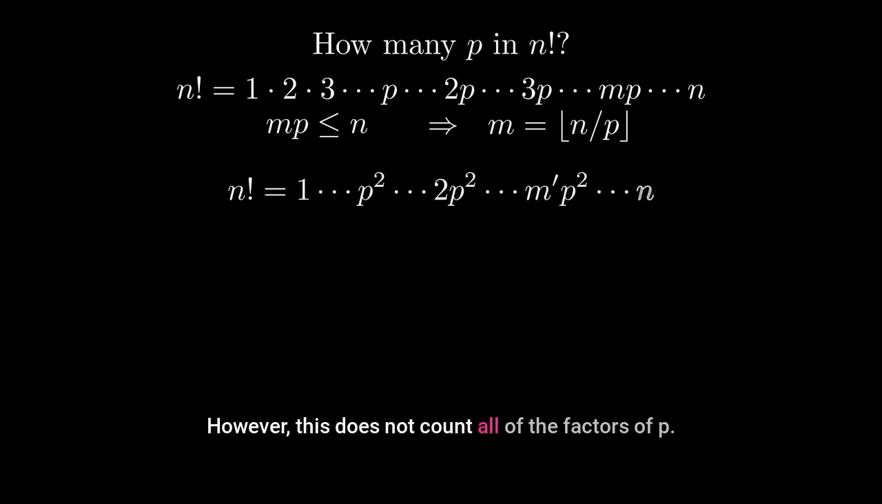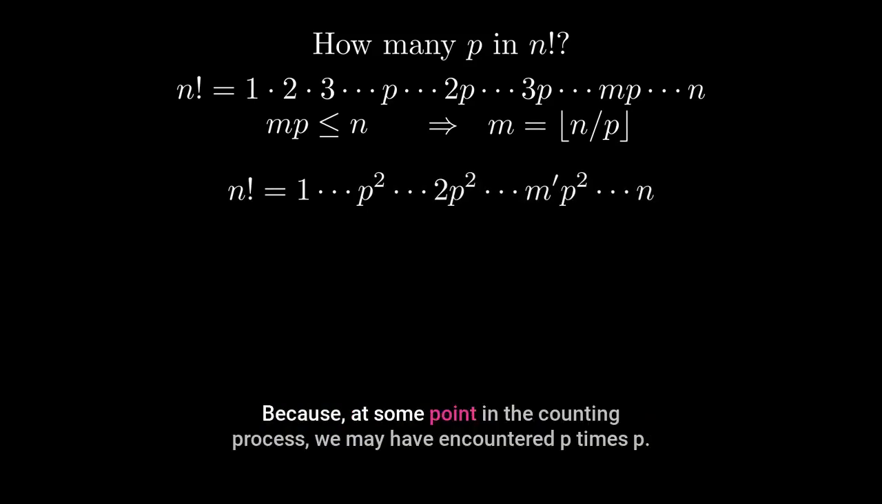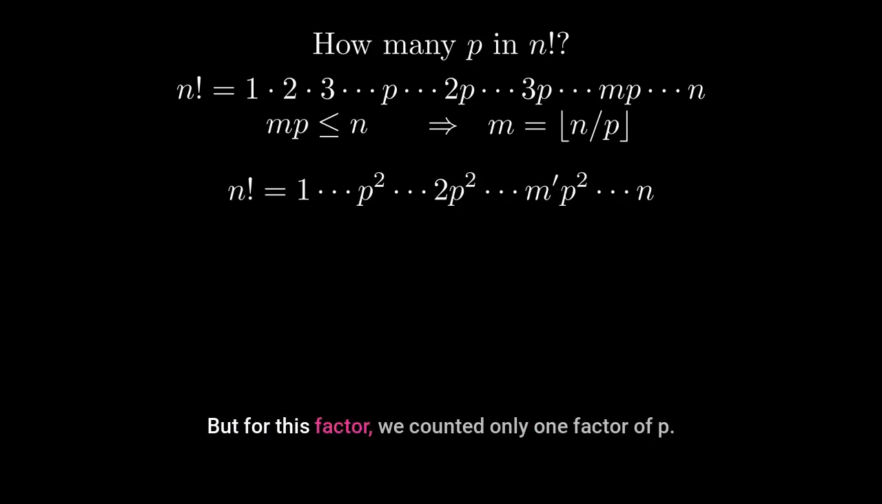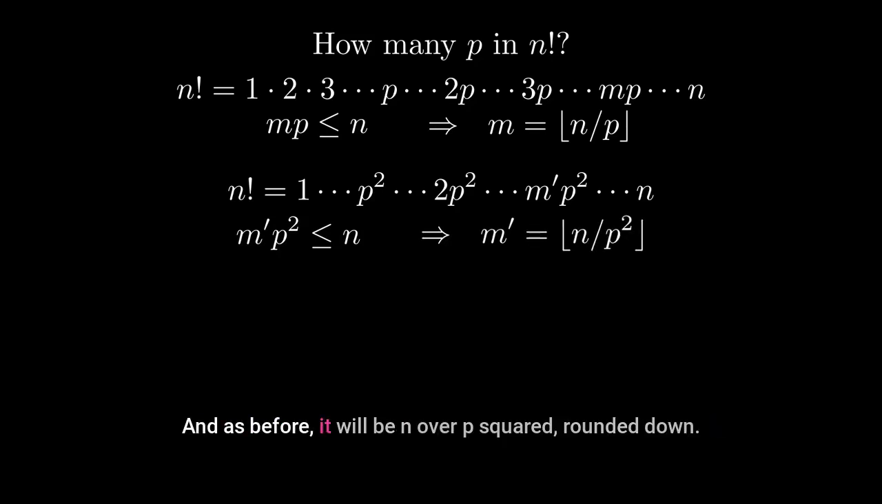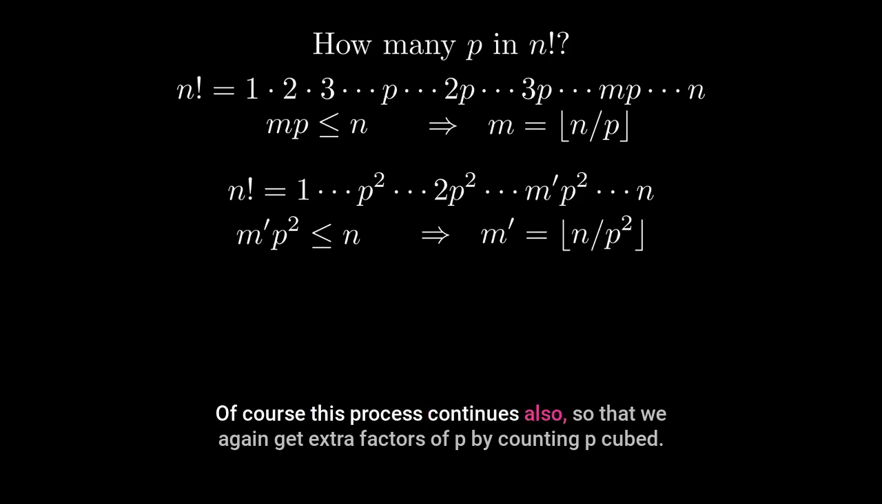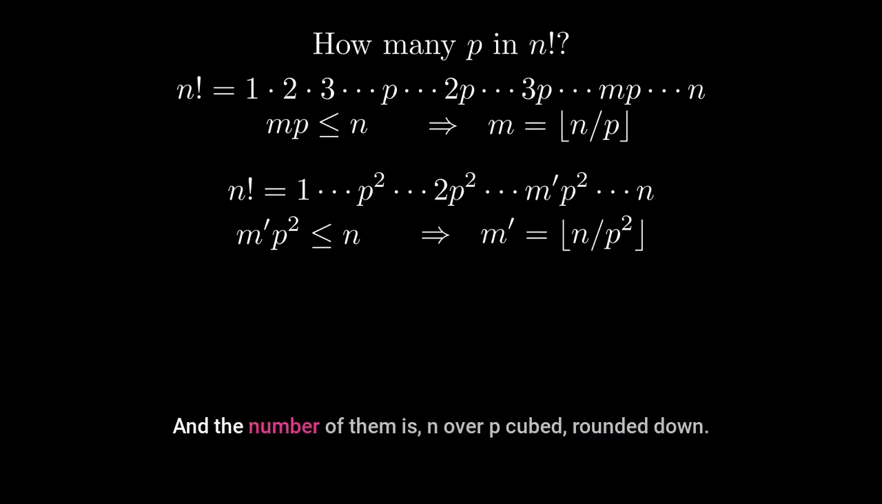However, this does not count all of the factors of p, because, at some point in the counting process, we may have encountered p times p. But for this factor, we counted only one factor of p. Likewise, we counted 2p squared only once, and so on. Like before, now the question is, how many times is p squared a factor? And as before, it will be n over p squared, rounded down. Of course, this process continues also, so that we again get extra factors of p by counting p cubed, and the number of them is n over p cubed, rounded down.